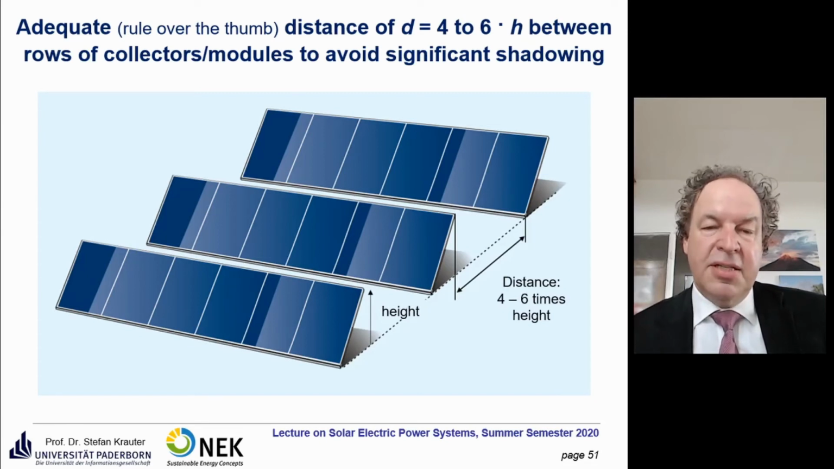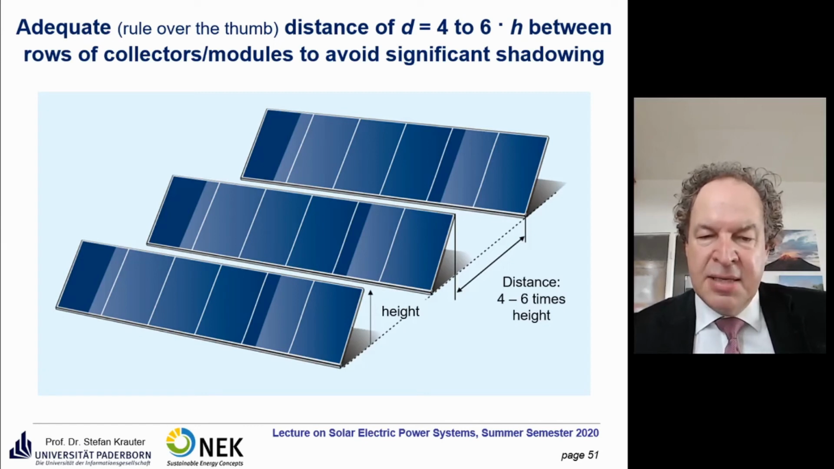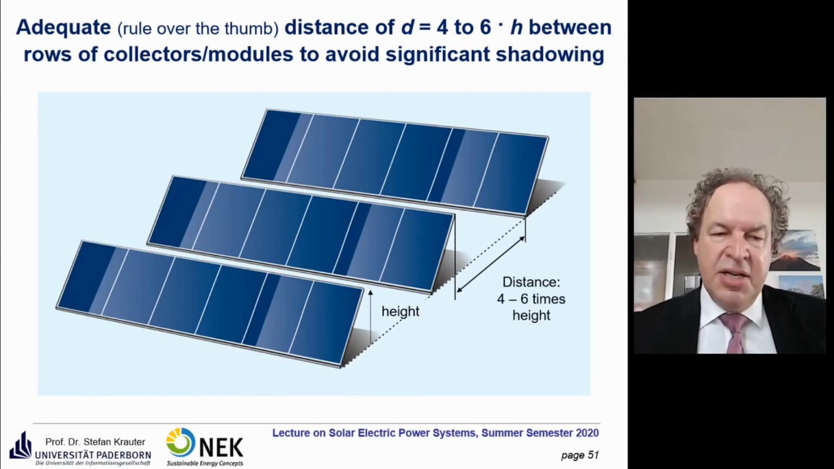It's not only obstacles, it could be even by your own stuff. So you have here the shadowing by different rows of installed photovoltaic panels. We calculate it a bit more accurately in the exercise. But first, to give you a rule of thumb, in Germany, you have an elevation angle of about 30 degrees and adequate height. You should keep a distance of 4 to 6 times the height to avoid significant shadowing.